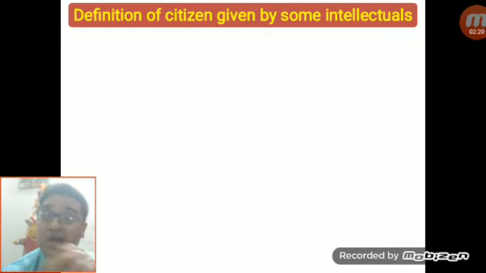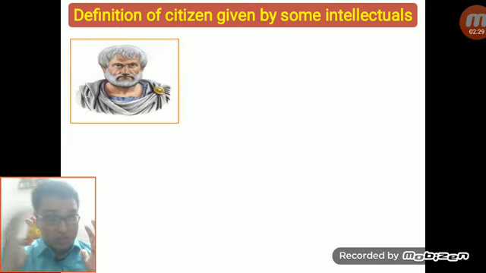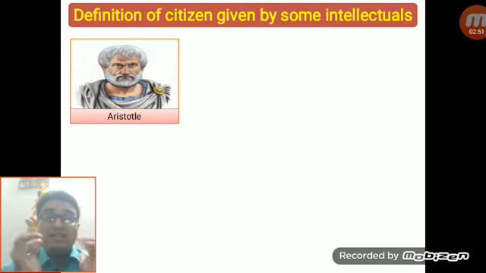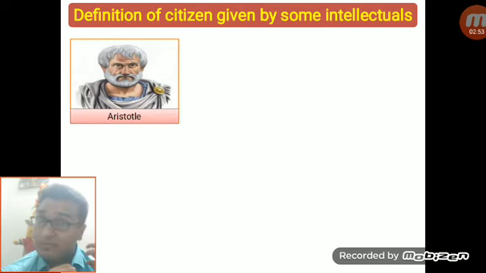So dear students, now I am going to show you some of the definitions of citizen given by some intellectuals. At first, I am going to show you a picture and you have to tell me about this person. Do you know the man? I think you all know this man. His name is Aristotle and he was a great Greek philosopher and he was a student of the great philosopher Plato.